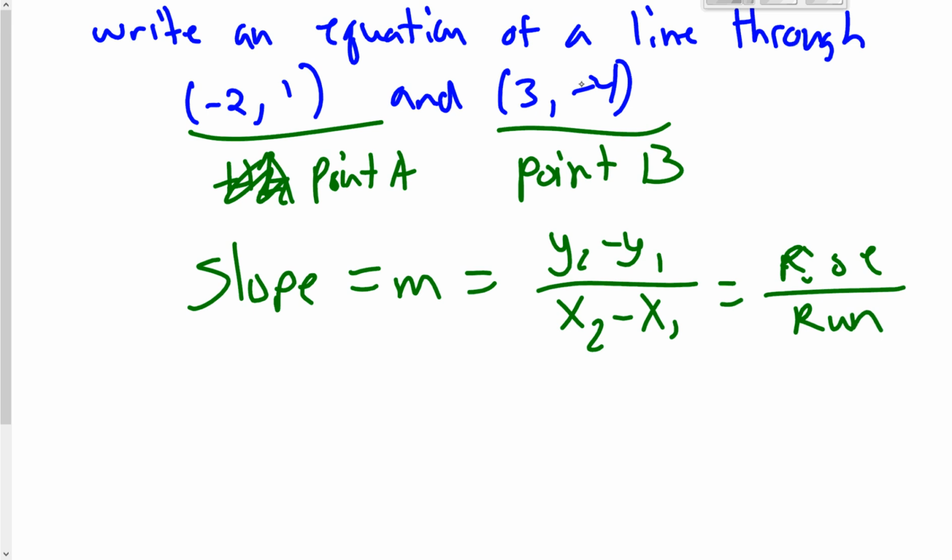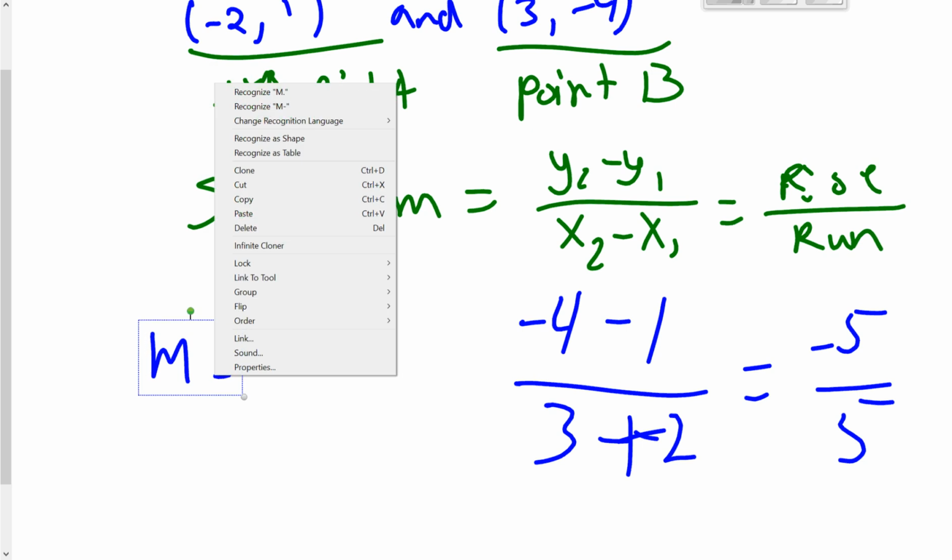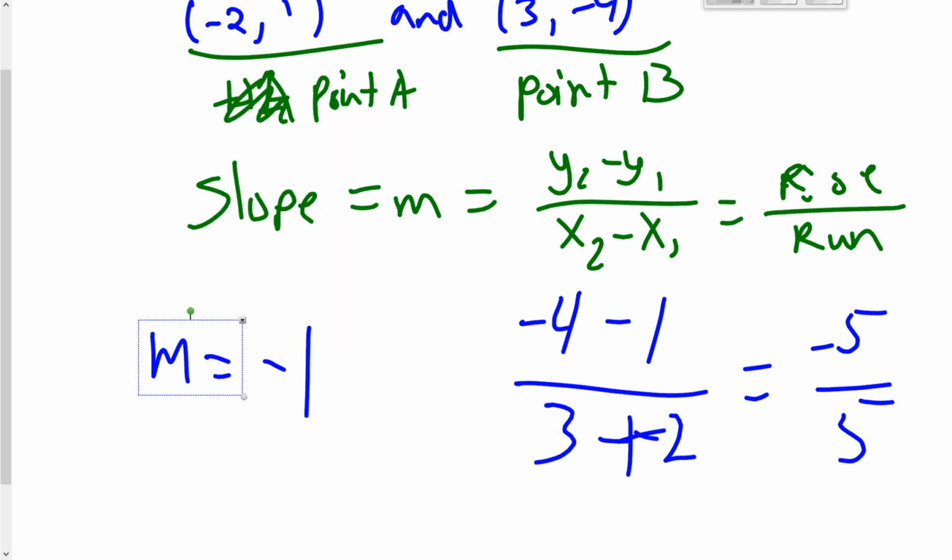Okay, so my y's are -4 and 1. What's the difference between -4 and 1? -4 minus 1. Okay, so that's -5. And then my x's, now since I started with -4, that means I have to start with 3. So 3 minus a -2, that's a +2. So I get 5, so I get -1. So my slope is -1. Oops, equals -1. Okay, so now that the slope is done, now I have any point I want to.